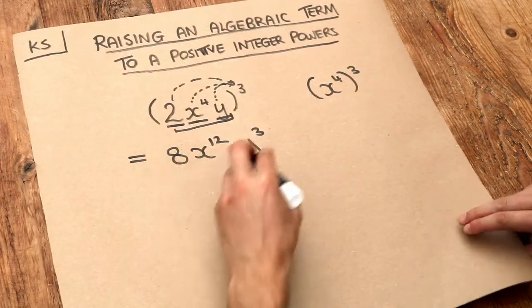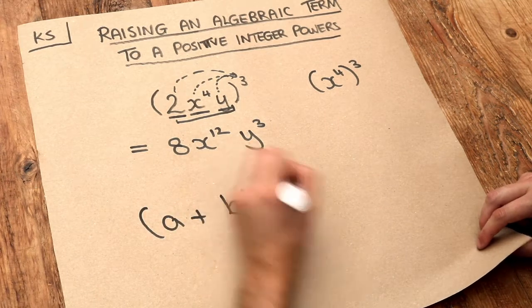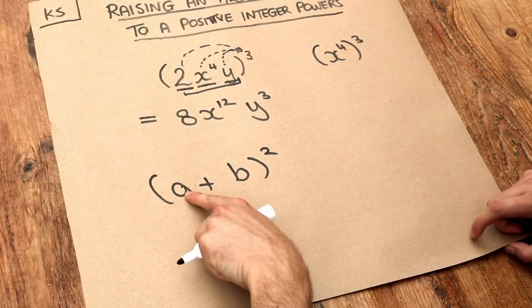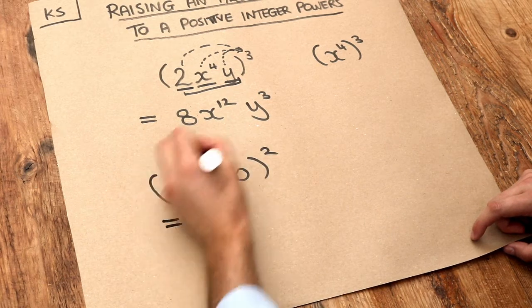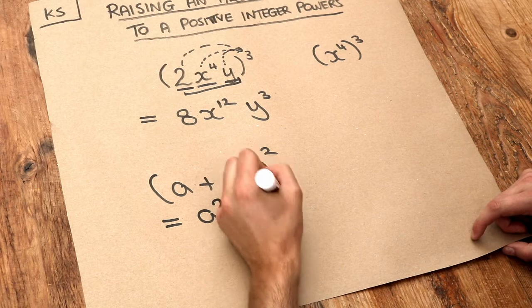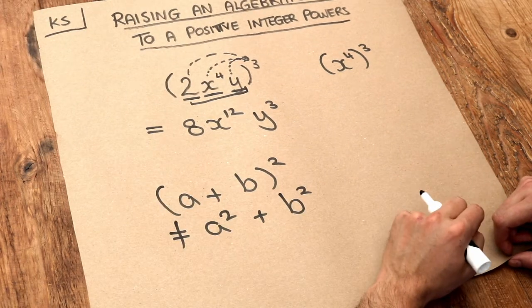And note also that you should not confuse this with something like this. You might think in this that we can raise each of these things in the sum to that power and say, oh, that's just a squared plus b squared. But that is wrong. They are not equivalent.